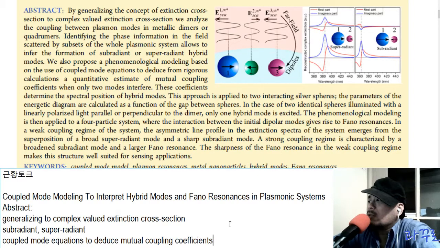This approach is applied to two interacting spheres. The parameters of the energetic diagram are calculated as a function of the gap between spheres. In the case of two identical spheres illuminated with a linearly polarized light parallel or perpendicular to the dimer, only one hybrid mode is excited.